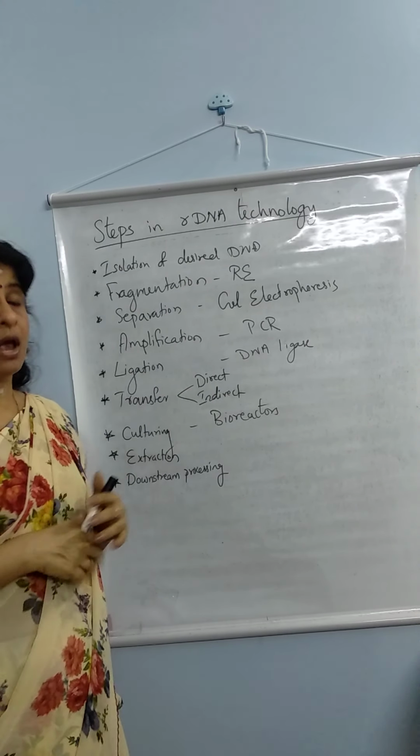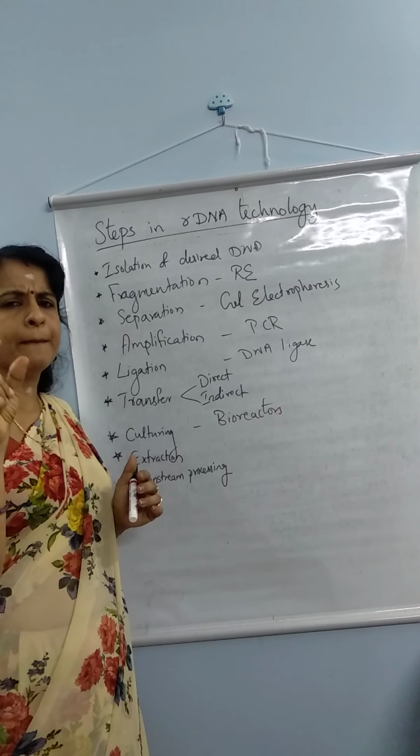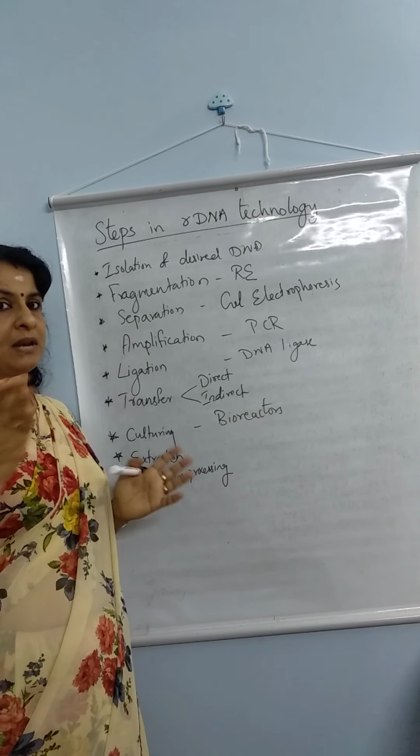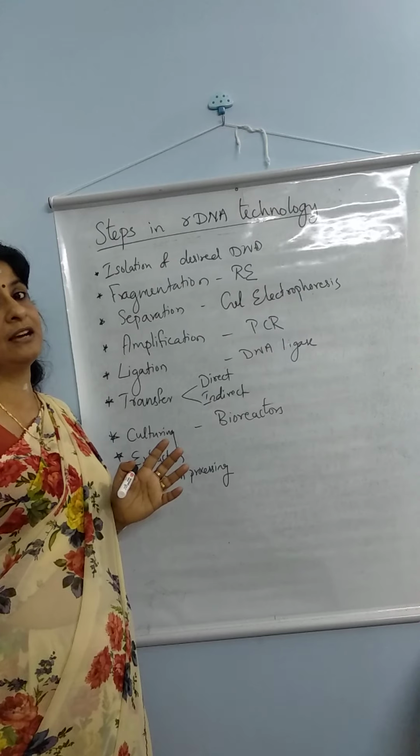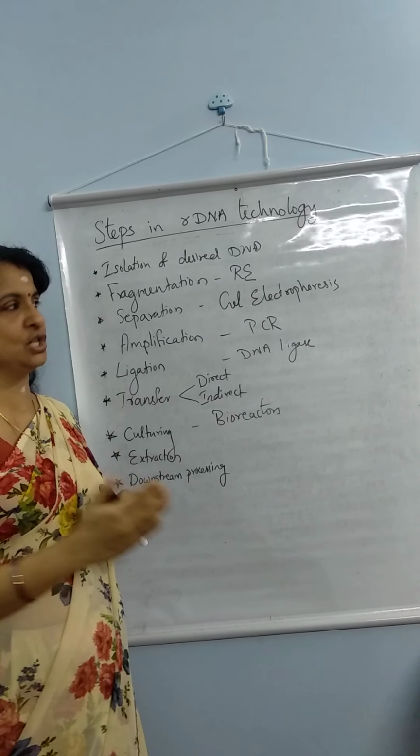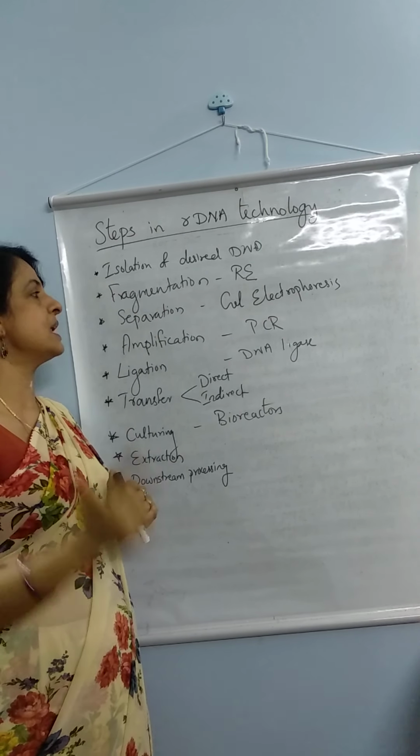Then fragmentation. The entire DNA is not needed. We need only a part which is actually needed. So the other part should be removed and we need only the part that is the desired gene. For that we use the method called fragmentation, which is done using restriction enzyme. We now know what a restriction enzyme is.